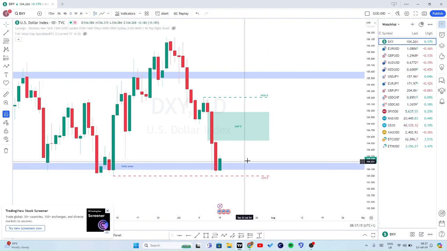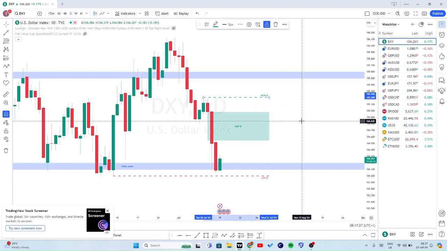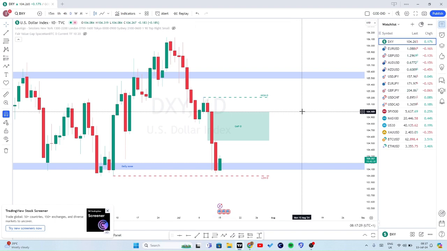We can see that there's strong support here for the United States dollar index, considering technical analysis. And perhaps if this gap is filled this week, we'll have a retest of the 105.3 level. So be aware of that.